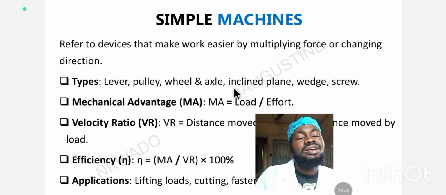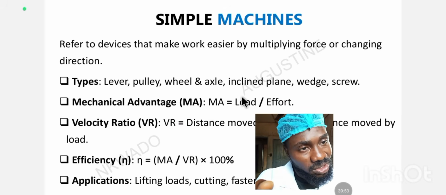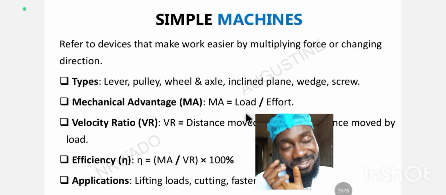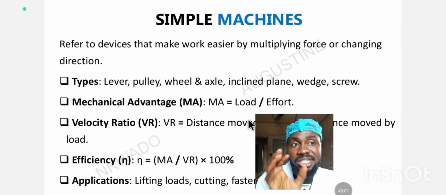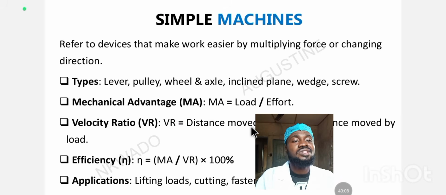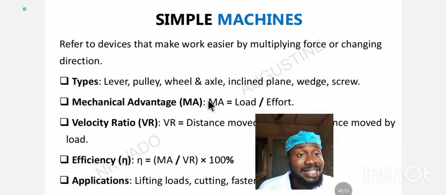Okay, so machine can also be defined as a device that uses a small force in form of effort to overcome a big load. Okay, it uses small force in form of what? Effort to overcome what? Big load. That's machine for you. And mechanical advantage. The mechanical advantage is given by load over effort. That is mechanical advantage.